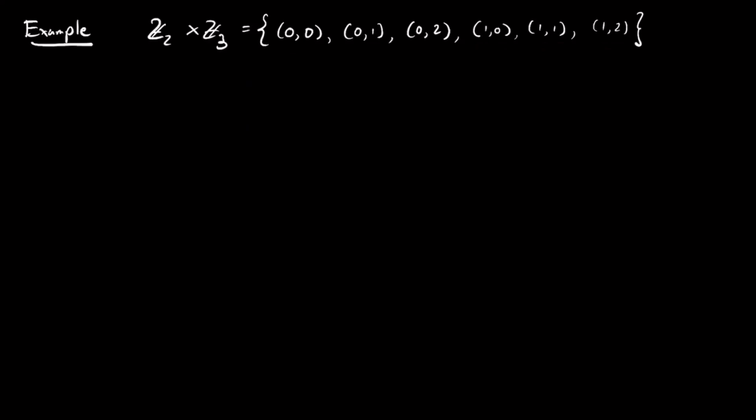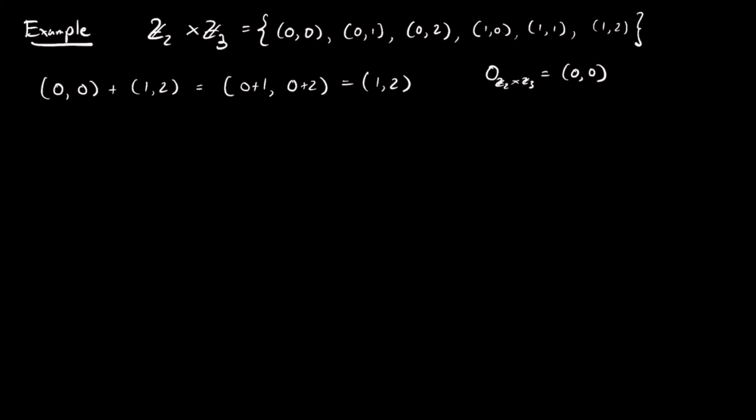And let's do a few examples of arithmetic just to get comfortable with this. And we'll talk about what this ring is actually isomorphic to. So for example, if I do (0,0) plus (1,2), what I end up doing is 0 plus 1, 0 plus 2. I get (1,2). In general, the 0 element of Z2 cross Z3 is just (0,0). I can check that (0,0) added to anything is that same anything.